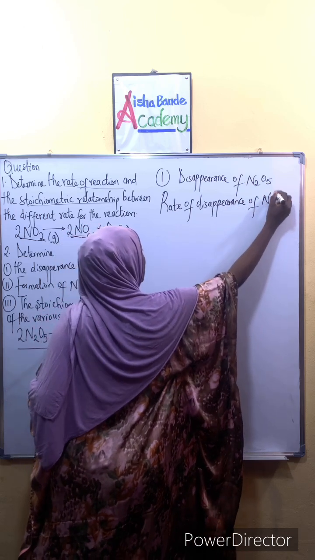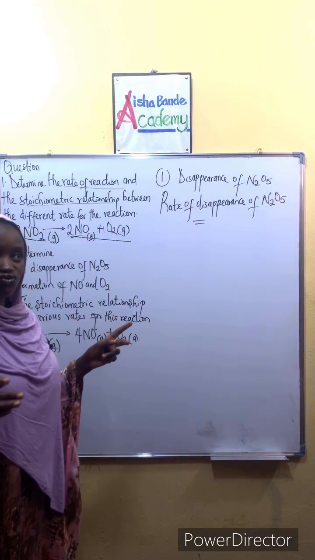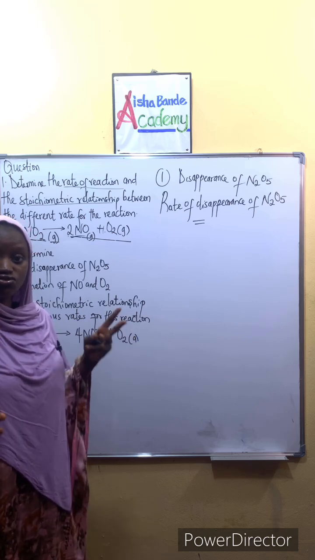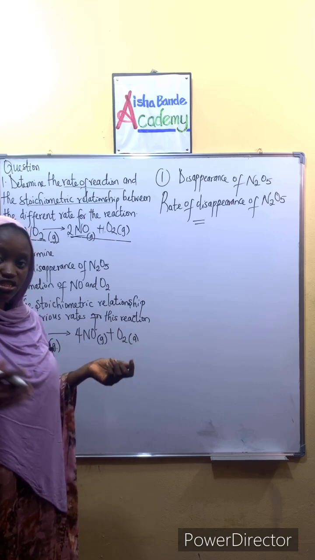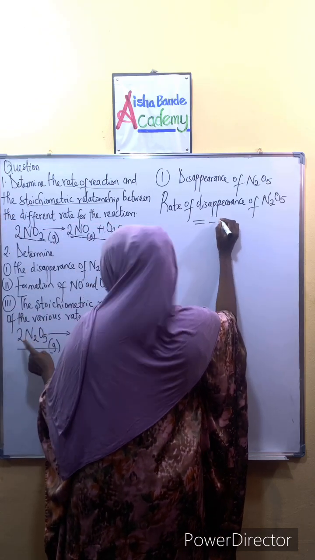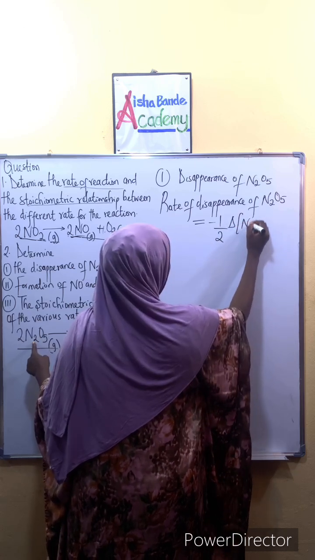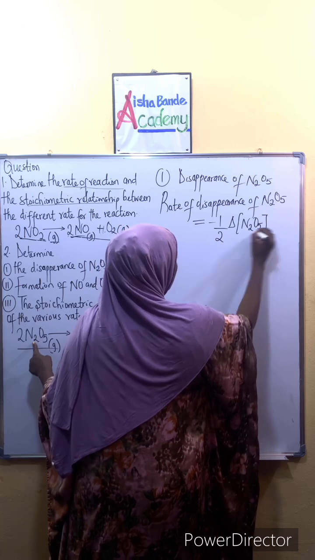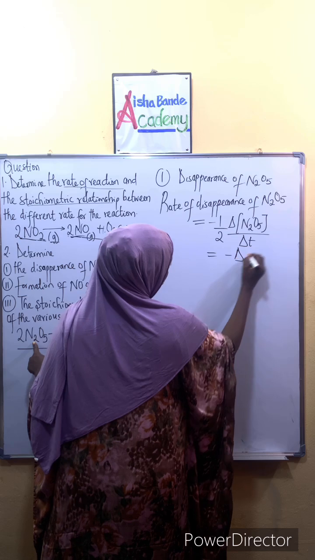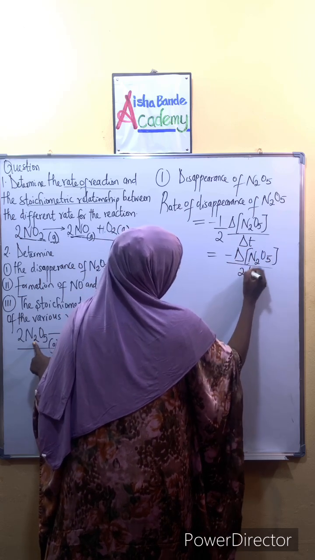So now this is saying the rate of disappearance of N2O5 is equal to, remember the formula for rate of reaction is a change in the concentration of the reactants or products divided by the change in time. Since it's the reactant, it is going to be minus 1 over 2 change in the concentration of the reactant, which is N2O5, divided by the change in time. Simplifying this is the same as saying minus the change in the concentration of the reactant N2O5 divided by 2 times the change in time.